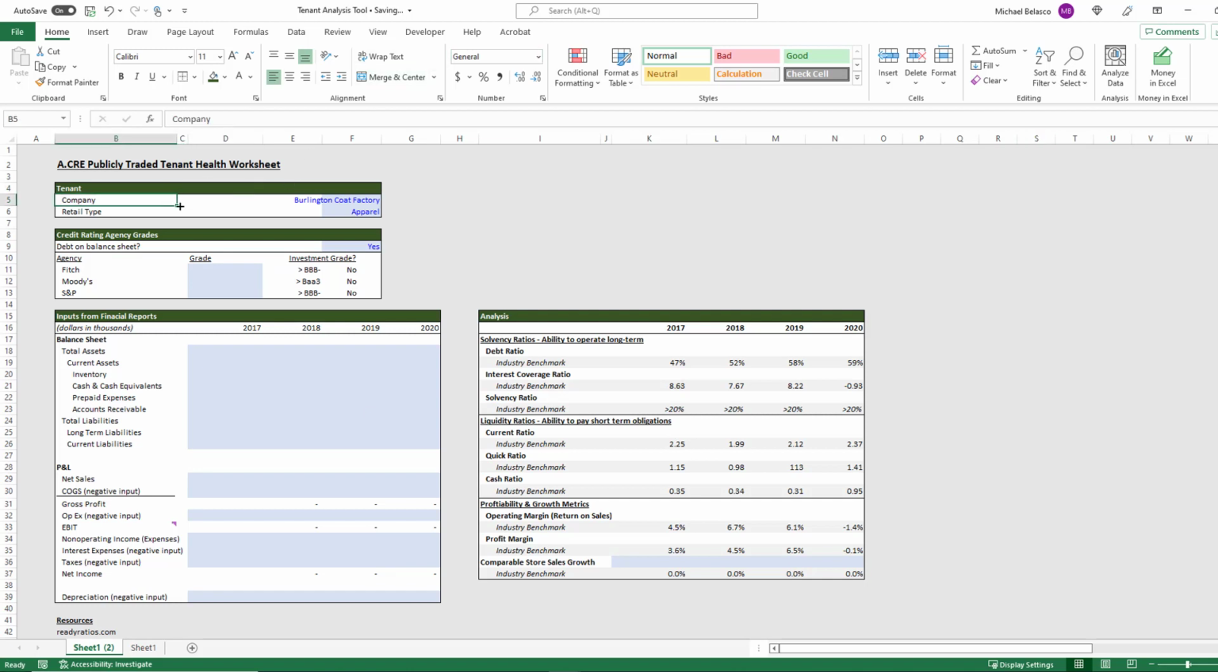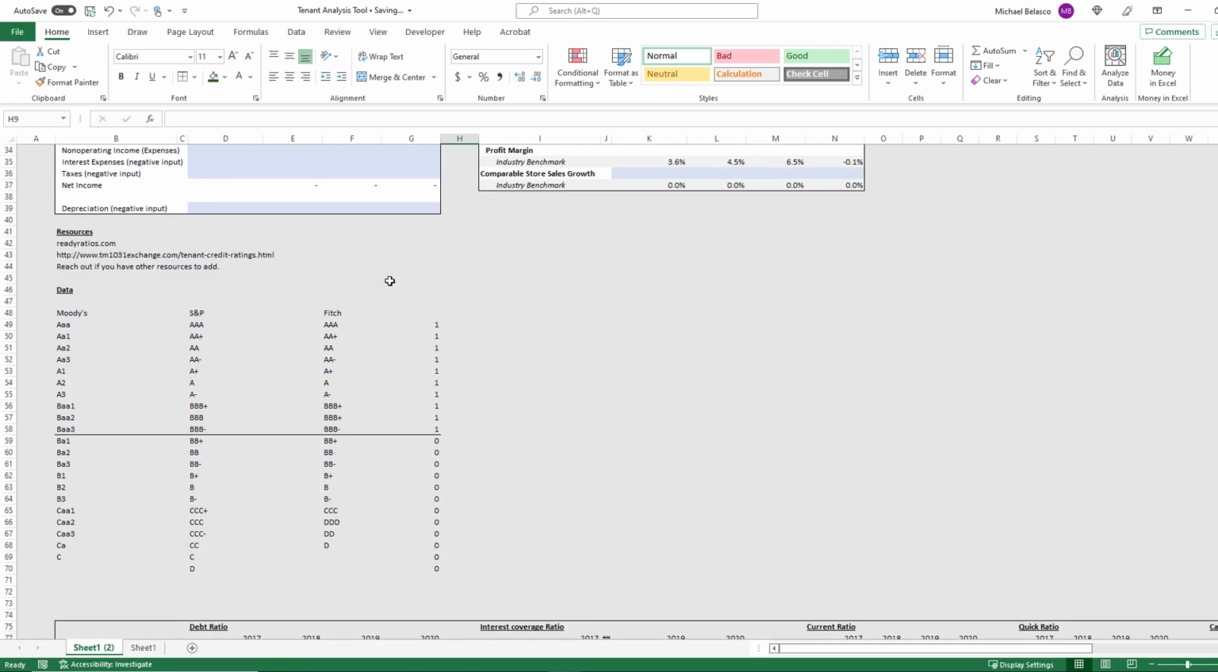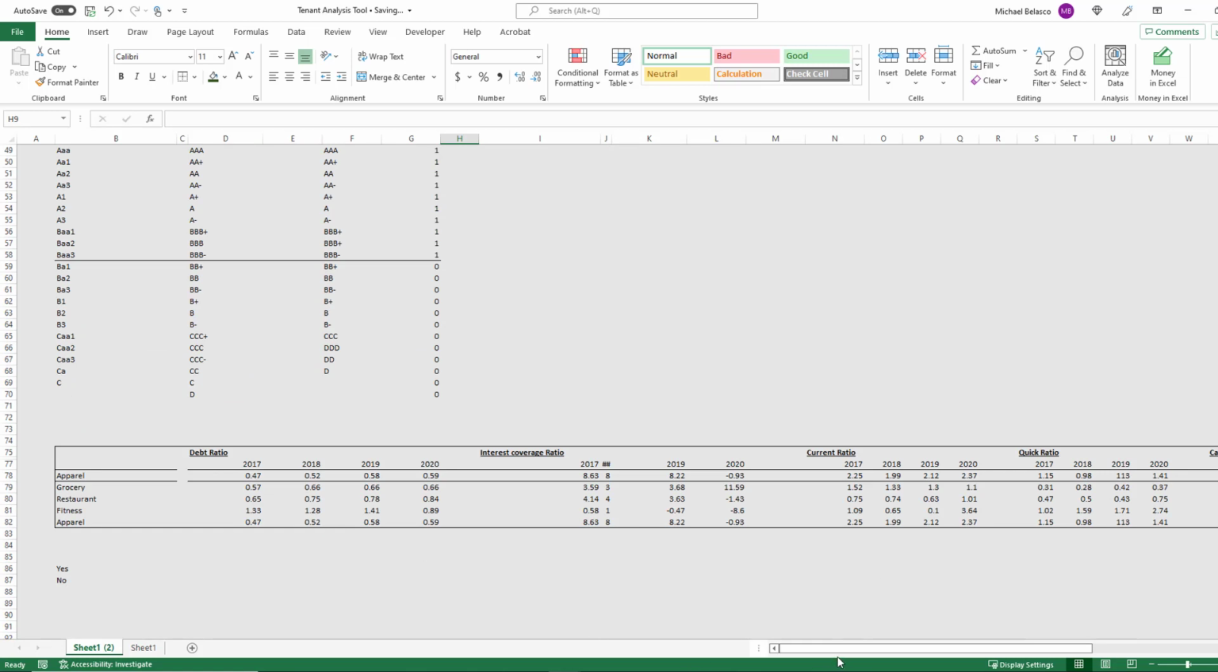All right, so taking it from the top here, first we'll fill in our basic tenant information, so we'll put the company name in. And then here we have retail type. For now, all I have are 4 subcategories of retail. And as you update this, you'll notice our industry benchmarks get updated. What this is doing is basically pulling in from our very basic data table down here the metrics for each of these retail subcategories.